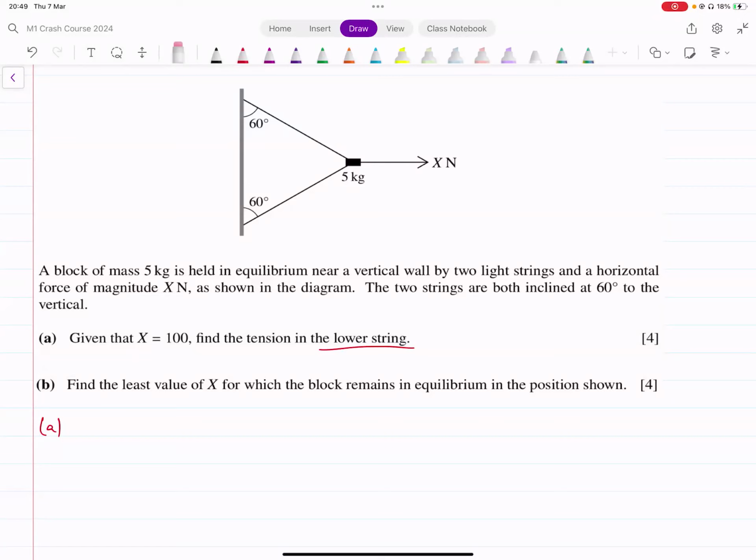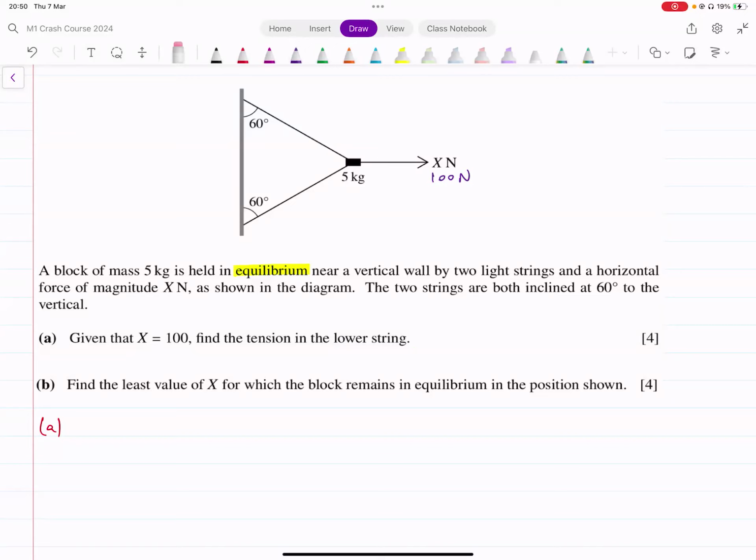Now, the first part is relatively straightforward. Again, you're given the value of x already, that's 100 Newton. And you're given that the state is equilibrium. You need to find the tension in the lower string. The angles are also given. So let's quickly do the first part first.